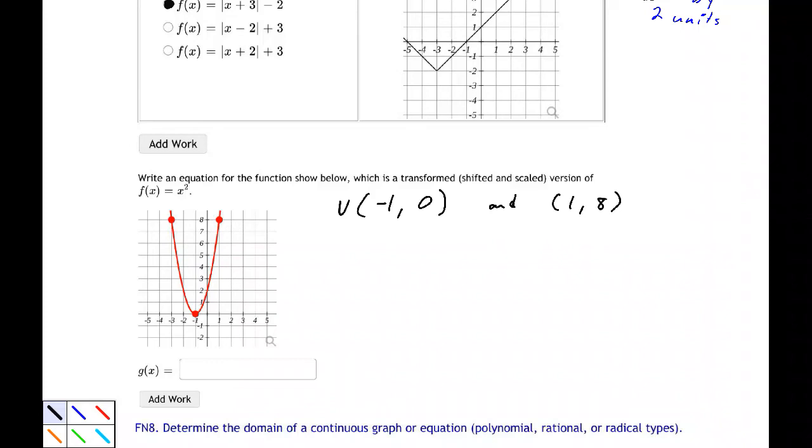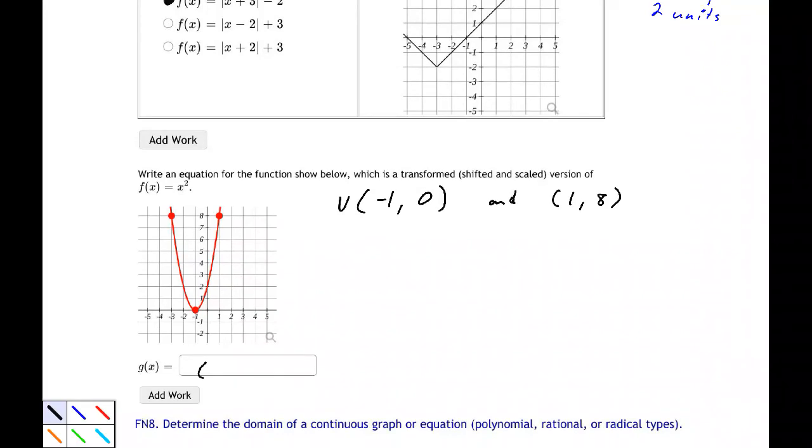Now, the vertex tells us how we're shifted, if it's left, right, up, and down. And because the vertex has a y-coordinate of 0, this has not been shifted vertically, okay? But it has been shifted horizontally to the left by 1, which means that our function will begin by saying it is parentheses x plus 1, close parentheses, squared. Remember, the plus 1 indicates to the left. X minus 1 would be to the right. So, of that, we don't have a horizontal shift.